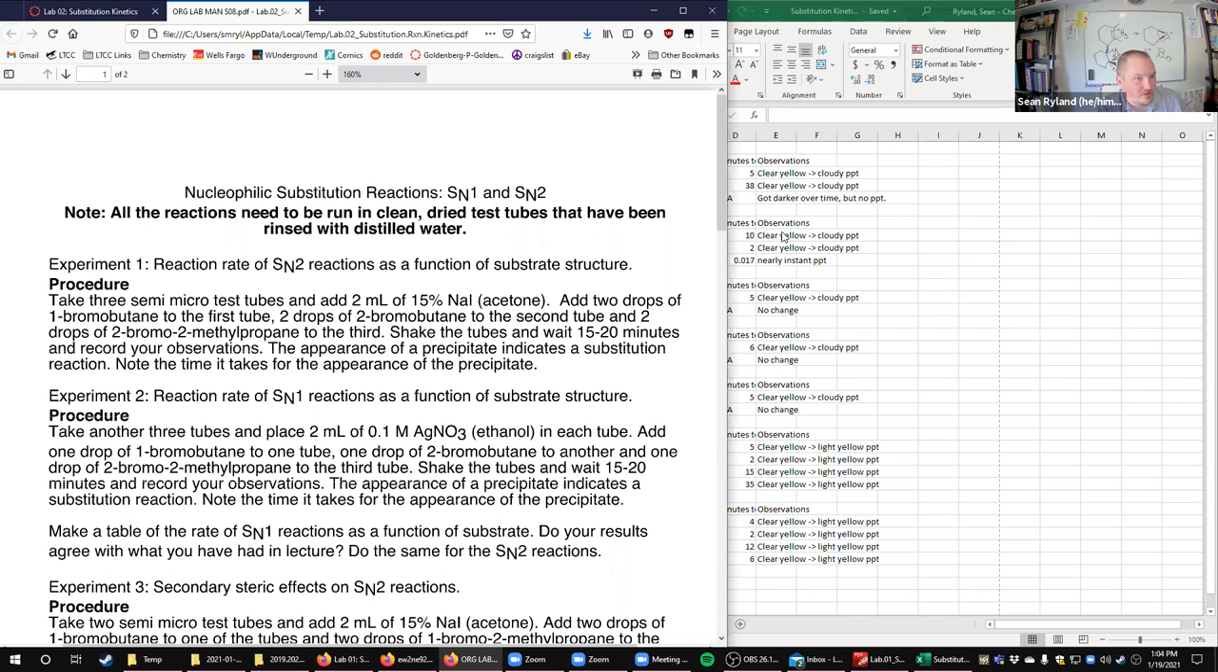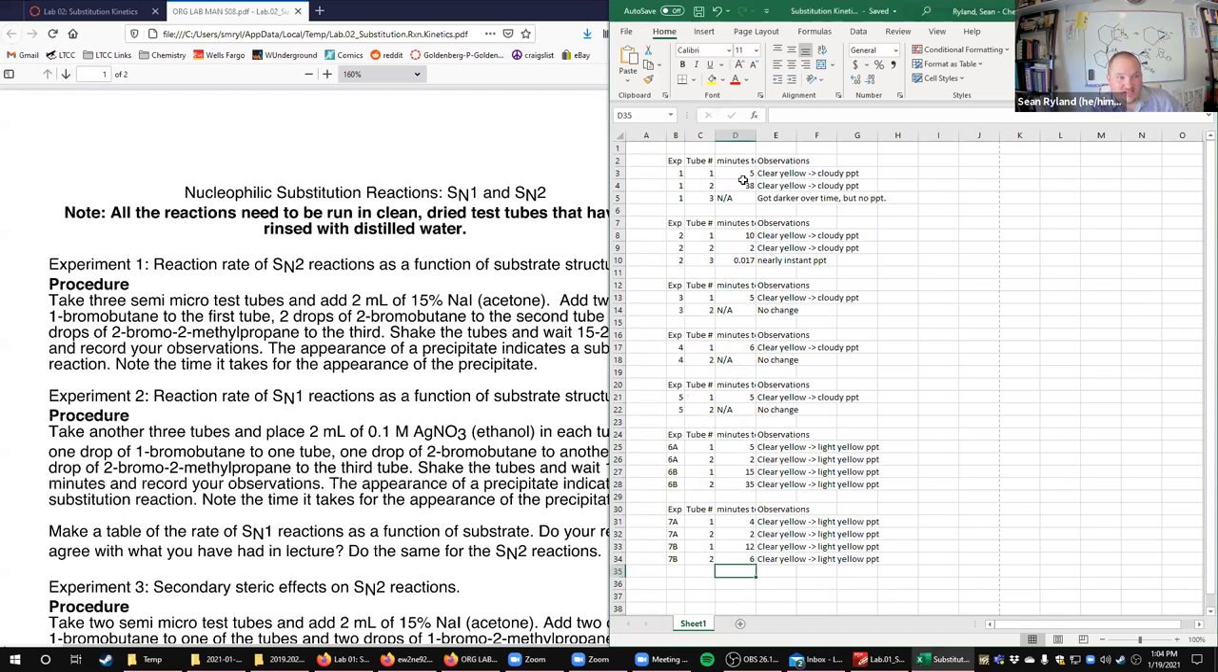So what these results are is, okay, if I'm going to take a primary 1-bromobutane, I'm going to react it through SN2. And we just have a way of establishing how long it takes to react: how long did it take before you saw precipitation forming, before you saw solid forming in your test tube. So your raw data is just going to be how many minutes it took to react.